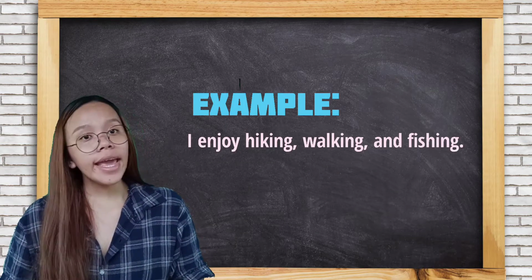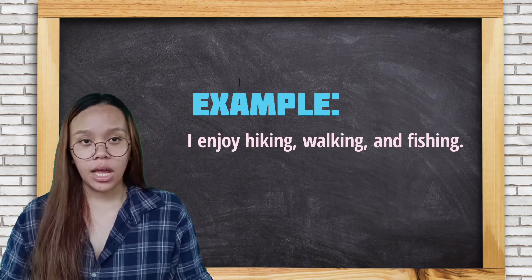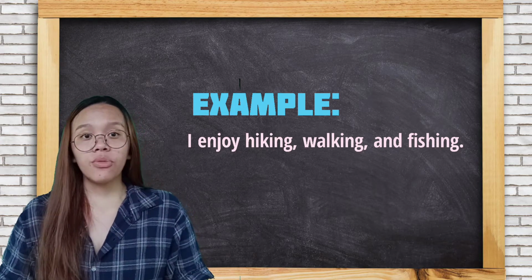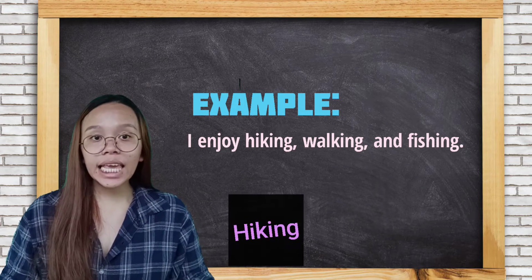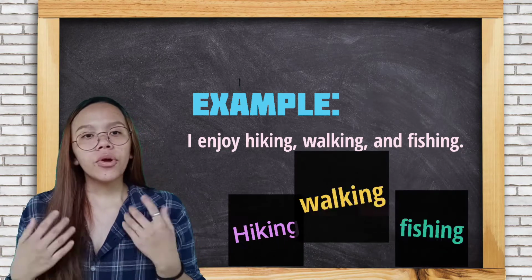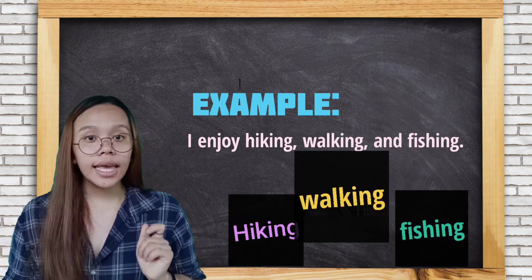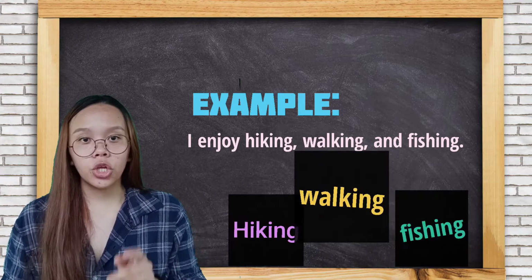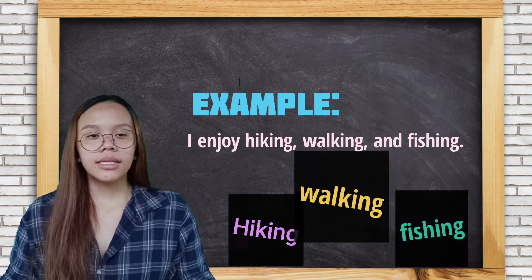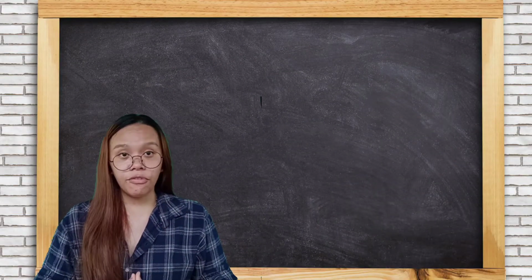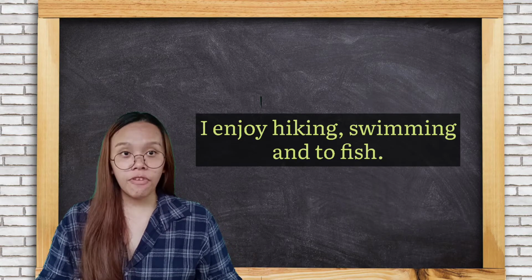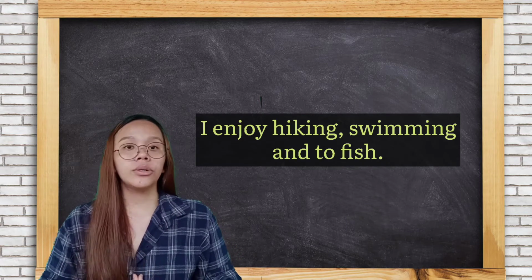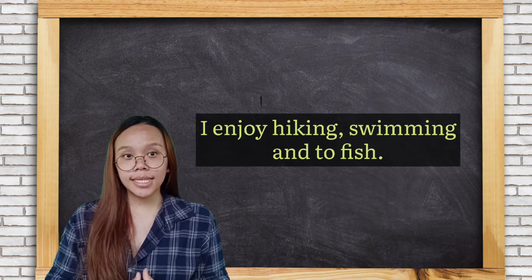I enjoy hiking, walking, and fishing. So there are three words here that are all parallel, that are all written the same way. We have hiking, walking, and fishing. They're all written as gerunds, as ing activities, as things that we do, so this is good. This is a parallel structure. But what if I did this? I enjoy hiking, swimming, and to fish. Well, now these things are no longer parallel and my sentence is wrong.